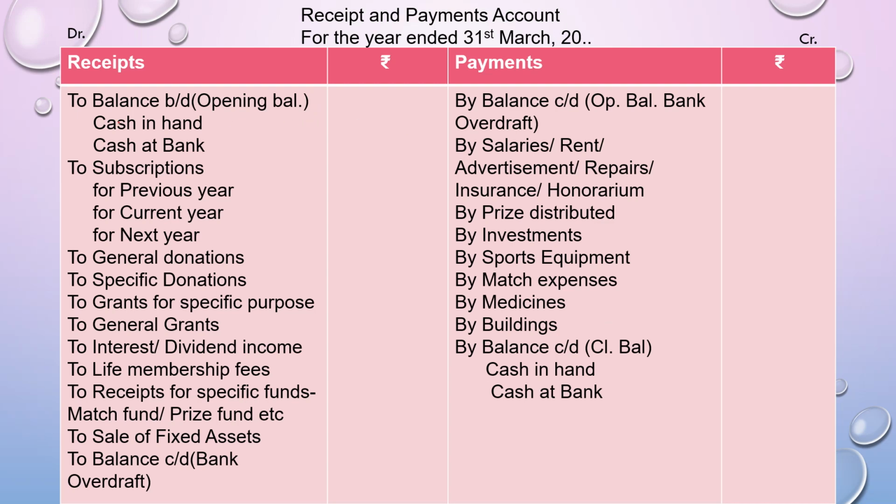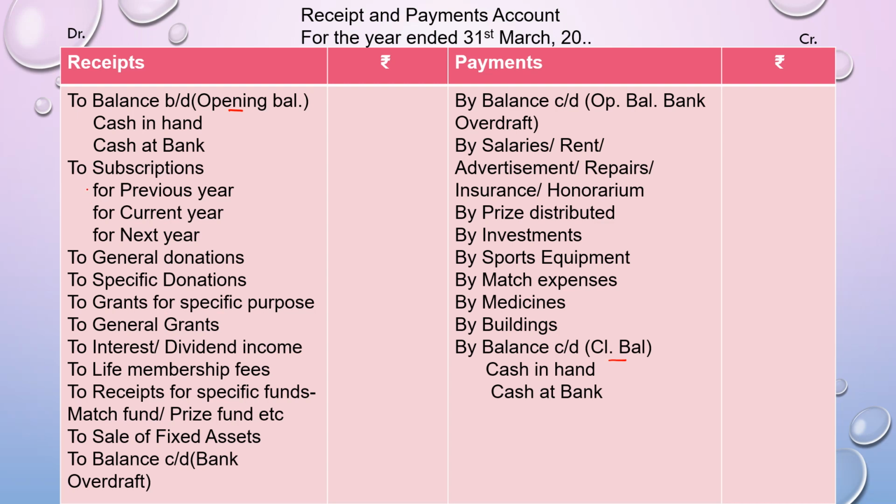Now, it always starts with the opening balance. The opening balance is of cash in hand, and if it has a bank account, then cash at bank opening balance would be written. So, receipt and payment account starts with an opening balance and ends with a closing balance of cash in hand and cash at bank. Thereafter, you find that there are several receipts. All the receipts, whatever amount has been received during the year, come on the receipt side.